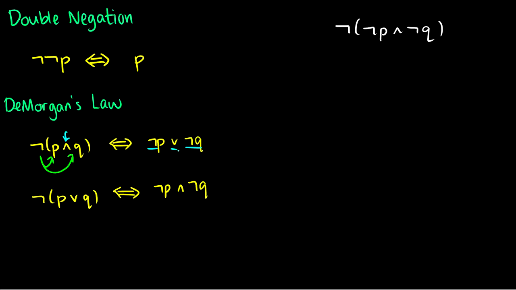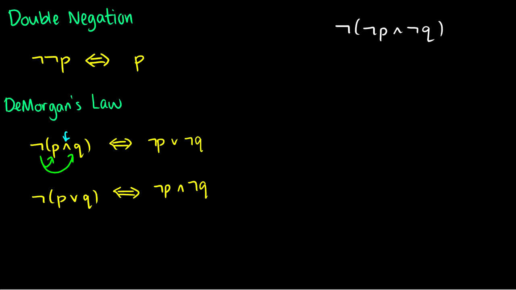And this will also work for the other case where we have not P or Q. We give it not P, not Q, and we flip the or to an and, and then we end up with not P and not Q. So let's simplify not P and not Q.